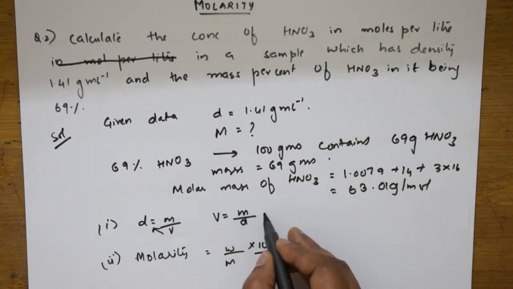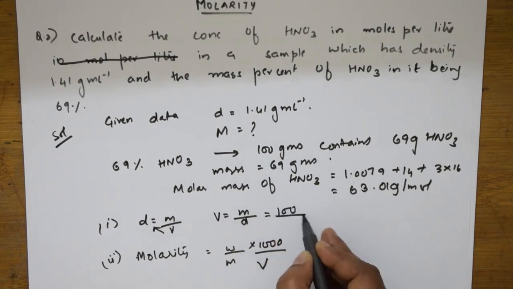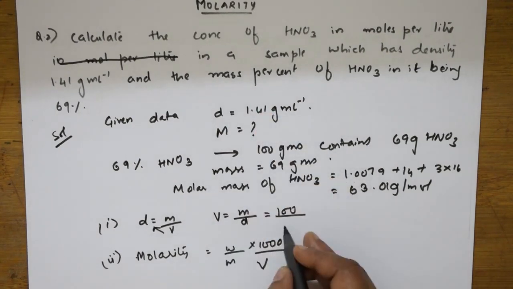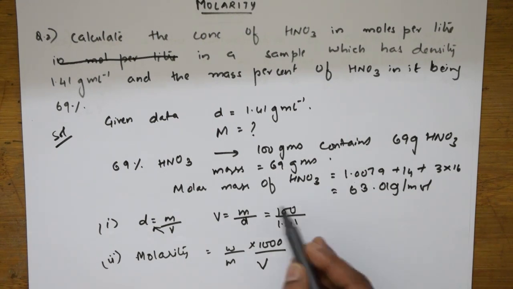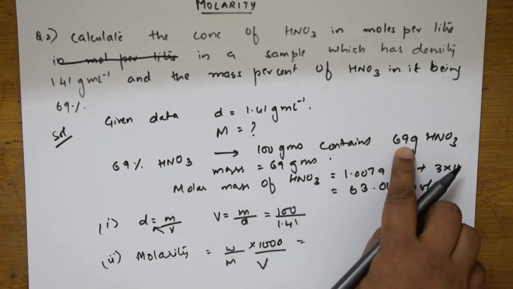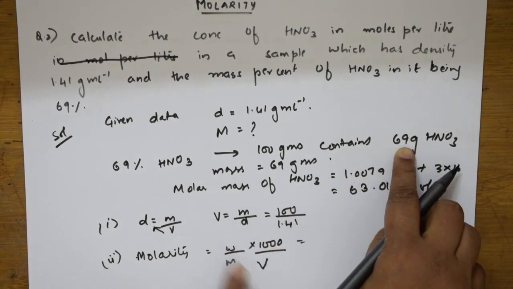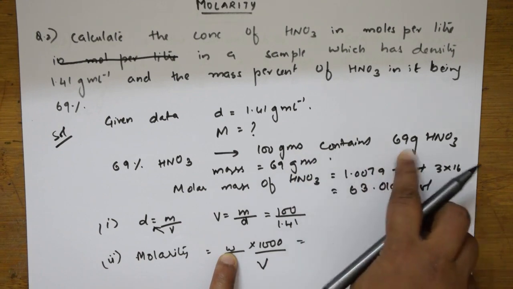How much do we get? What is the mass given? 100 grams, isn't it? 100 grams divided by how much is the density given? 1.41. Okay, we can directly leave that and calculate. Fine. So now substitute volume. Now substitute what is the weight which they've given? Nitric acid, because this is for the solute, isn't it? This is for the solution. Fine. So weight of solute, how much did I write?